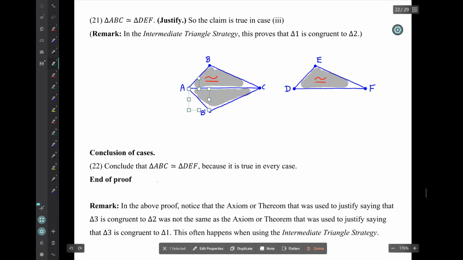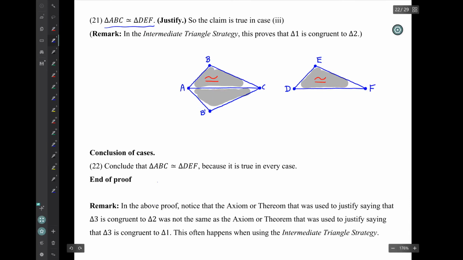Statement 21 says that triangle ABC is congruent to triangle DEF. And that's illustrated here. This triangle is congruent to this triangle. In terms of our intermediate triangle strategy, we've proven that triangle 1 is congruent to triangle 2. That was the goal. Now we've just proven that it's true, this congruence, in this case, in case 3.